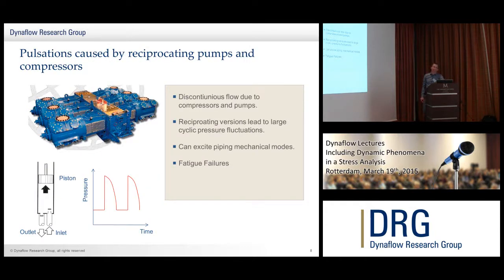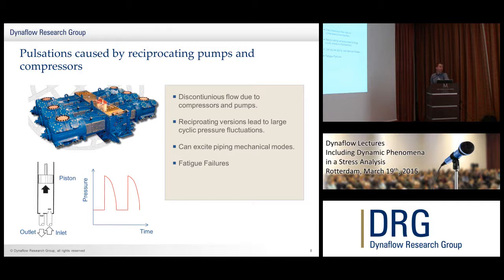Now we look at pulsations, and the most frequently encountered systems where these would occur are reciprocating compressors and pumps. What we're showing on the lower left is that the gas comes in, you close the valve, then you compress it with the piston until you reach the pressure, you open the outlet valve, and the flow passes out of the compressor cylinder. This will lead to a pressure profile, which we've drawn here schematically, which has a spike profile.